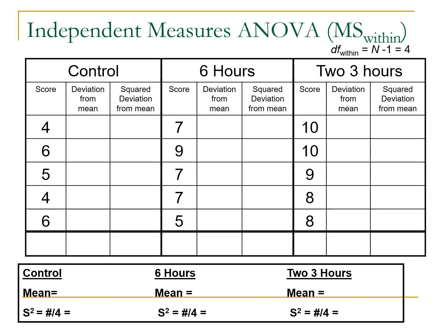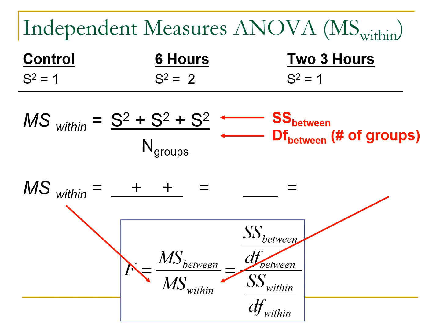So again, under control, I have 4, 6, 5, 4, 6. Under 6 hours, I have 7, 9, 7, 7, 5. And under 2 3-hour sessions, I have 10, 10, 9, 8, 8. So the first thing we're going to do again is calculate those means. Sorry, I actually advanced it too quickly, but we're going to go through the same process.